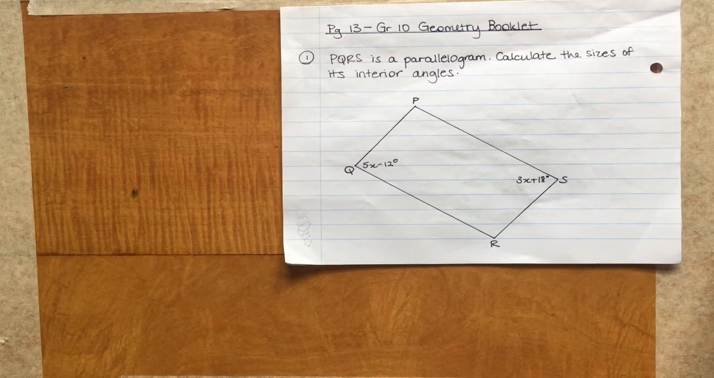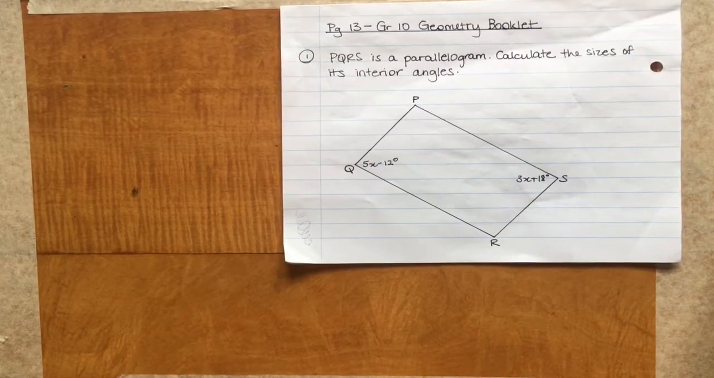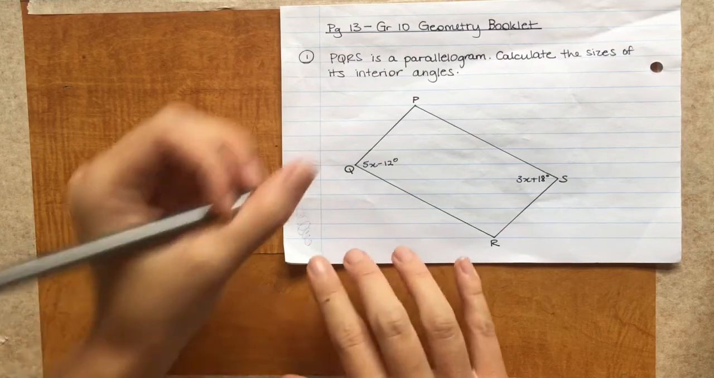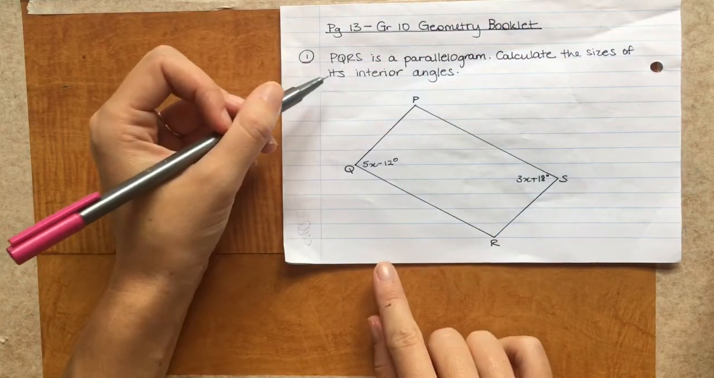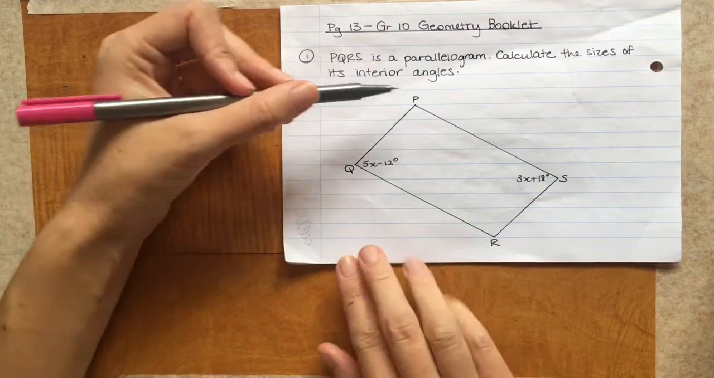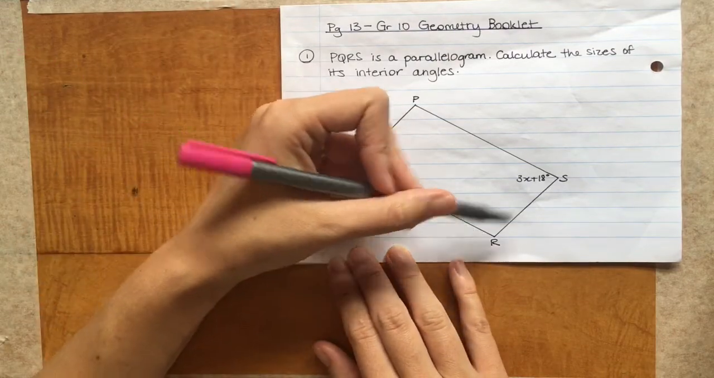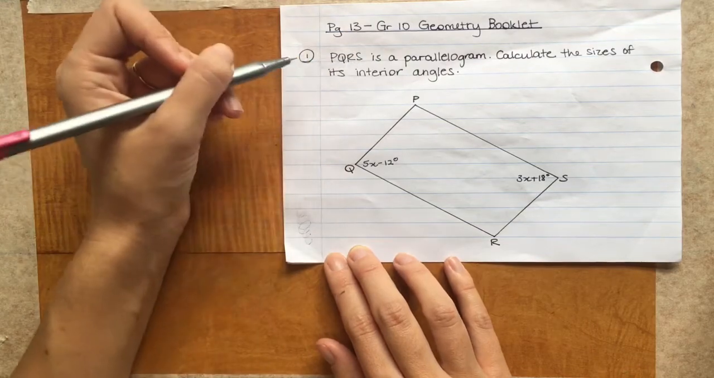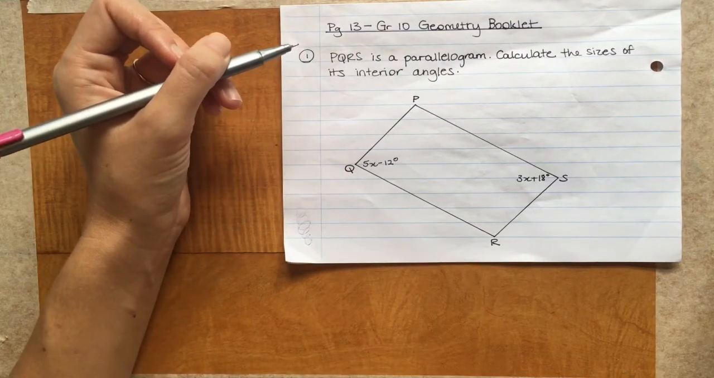All right, looking at page 13, number 1 of your booklet, it states PQRS is a parallelogram. So already I see that they haven't marked anything about the parallelogram on my diagram. It says calculate the sizes of its interior angles. That means they want to know what P, Q, R, and S all are. So if I want to know the interior angles, I don't need to know anything about the sides.